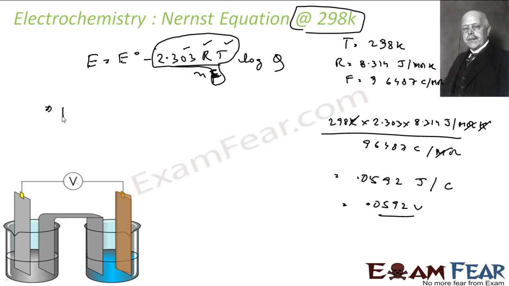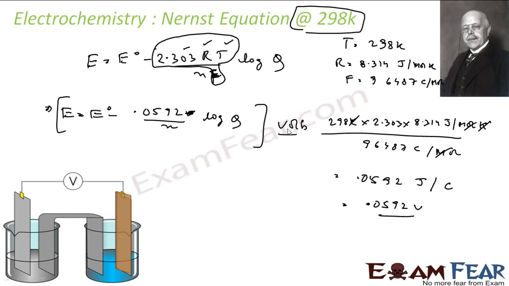So I can rewrite this as E naught minus 0.0592 volt by n log Q. Let volt be here, the whole thing will be in volt actually. That is one way of writing this equation. Because most reactions happen at 298, instead of writing all the variables here, we can simplify this equation. Please note this equation is only for reactions happening at 298 Kelvin, that is room temperature.